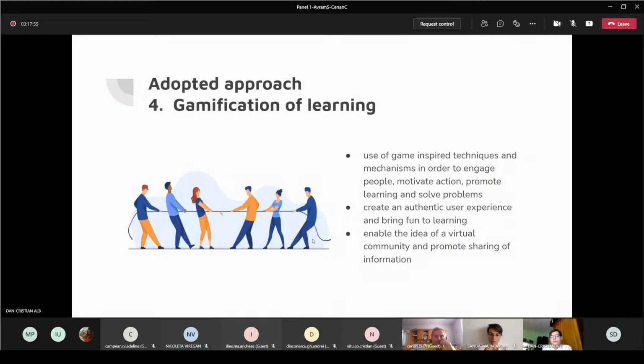For this reason, we've used gamification of learning. As a formal definition, gamification is the use of game-inspired techniques and mechanisms in order to engage people, motivate action, promote learning, and solve problems. We create an authentic user experience, since gaming has serious success no matter the age range. The main goal for our part was to enable the idea of a virtual community and promote sharing of information, so basically we want to enable collaboration between student and student.